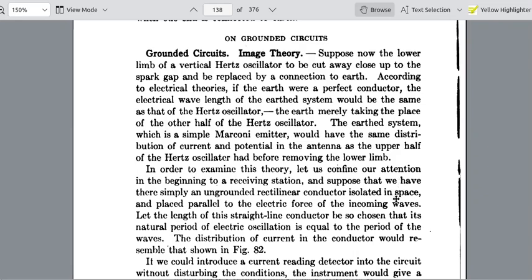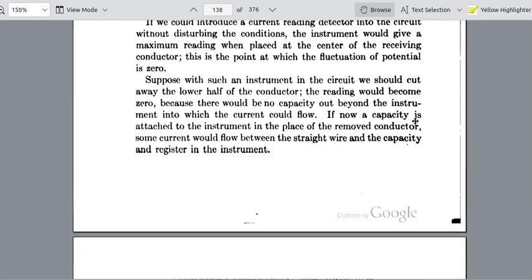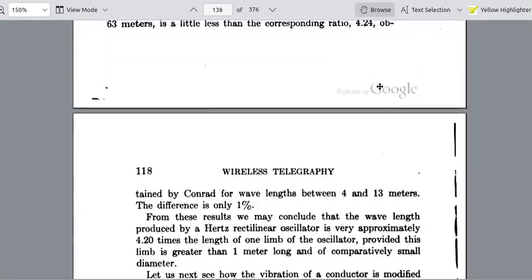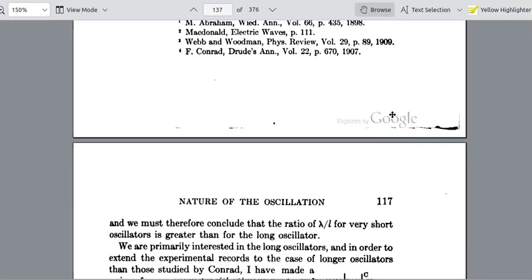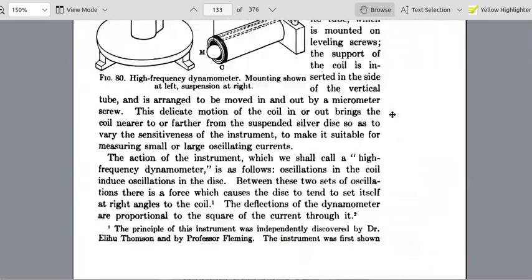In order to examine this theory, let us confine our attention in the beginning to a receiving station, and suppose that we have there simply an ungrounded rectilinear conductor isolated in space and placed parallel to the electric force of the incoming waves. Let the length of this straight line conductor be so chosen that its natural period of electric oscillation is equal to the period of the waves. The distribution of current in the conductor would resemble that shown in figure 82. If we could introduce a current reading detector into the circuit without disturbing the conditions, this instrument would give a maximum reading when placed at the center of the receiving conductor, and its reading would be 0 when the instrument is placed at the ends.